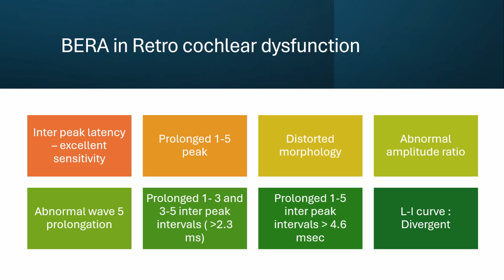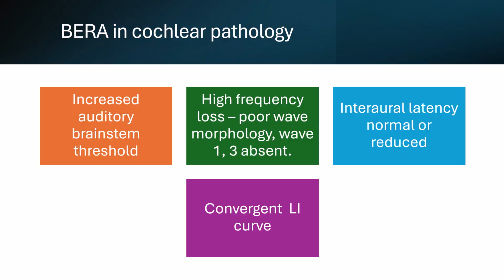BERA in retrocochlear dysfunction. What are the key findings? First of all, there is prolonged wave 1 to 5 latency, abnormal amplitude ratios, distorted waveforms, interpeak intervals of more than 4.6 milliseconds, and this is seen in acoustic neuroma, and that is retrocochlear, and multiple sclerosis or brainstem lesions.